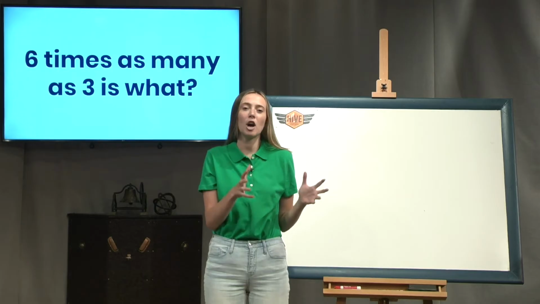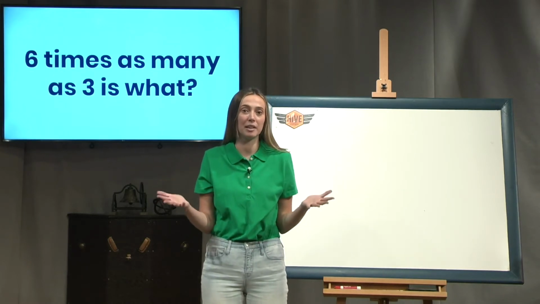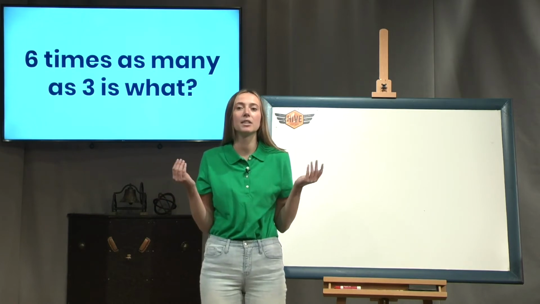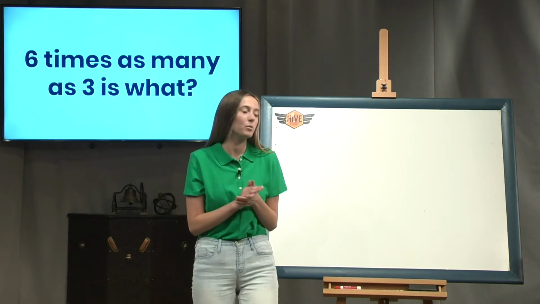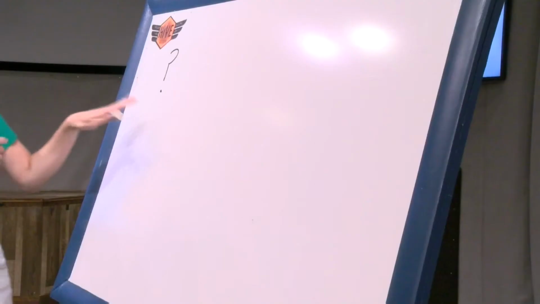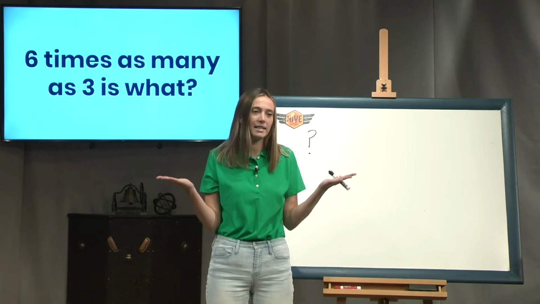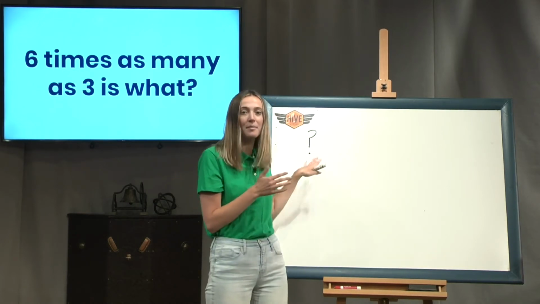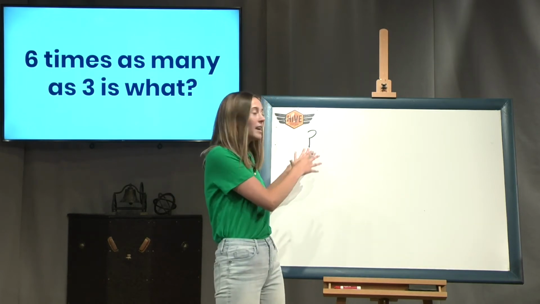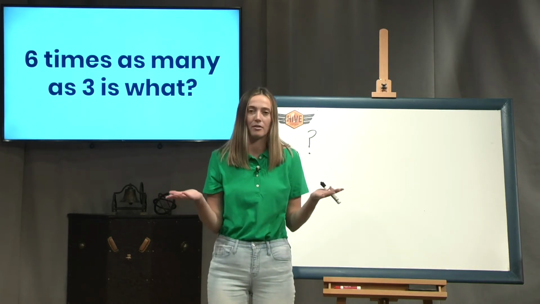So now we're moving on from interpreting to solving, but we're still going to have to interpret a little bit. So our first solving problem is 6 times as many as 3 is what? And when we see that question mark, let me just show you a question mark here. When you see that question mark, you know that it's asking you a question, what? And so that question mark means we need to solve the problem. So we just interpreted that question mark meant we have a problem to solve.